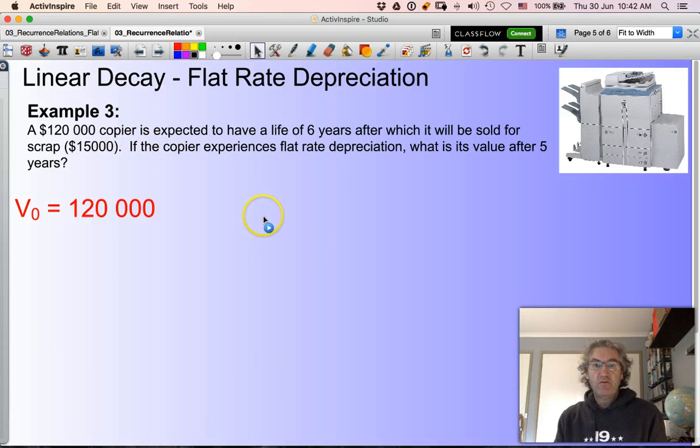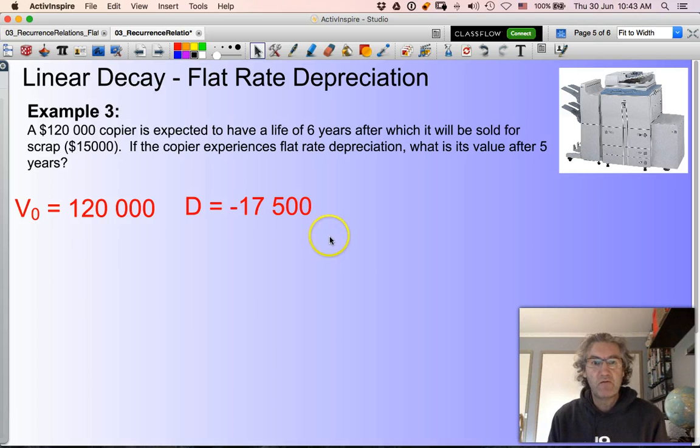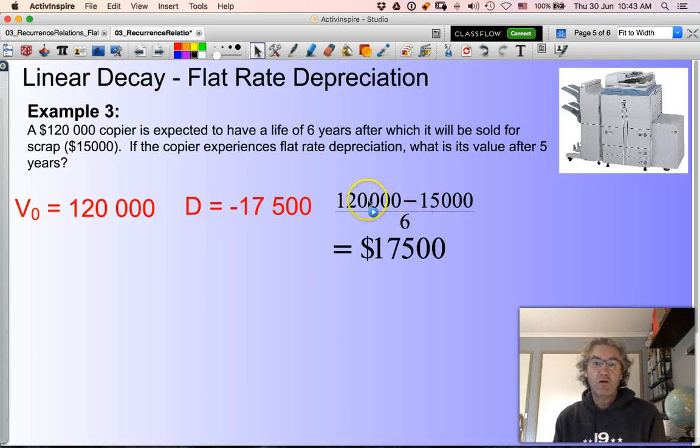Now, what I need to do is work out how much my copier will depreciate every year. Well, I have actually done a calculation here of it's going to decrease in value by 17,500. You might ask yourself, where does that figure come from? Well, here we go. It cost $120,000. When I sell it for scrap, I will recover $15,000. So you could say that this copier over 6 years has cost me $105,000, which is equivalent to $17,500 every year.